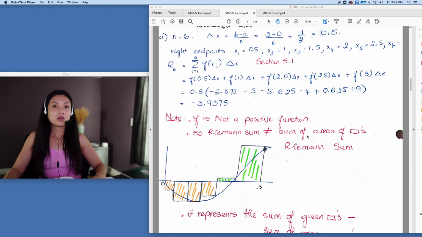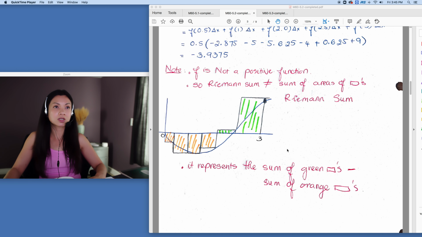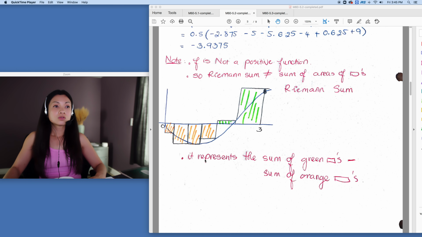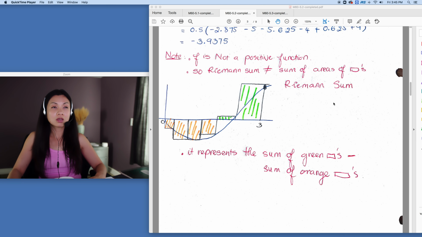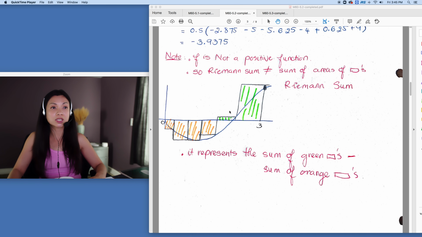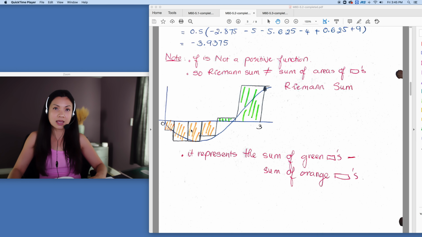Now, I have to make these notes because f is not a positive function, and then the Riemann sum is not the sum of the area of the rectangles. You see right here, this is a Riemann sum. So what is it? The Riemann sum represents the sum of the green areas here, the green rectangles, minus the sum of the negative one, the orange rectangle. So this is positive, this is negative.